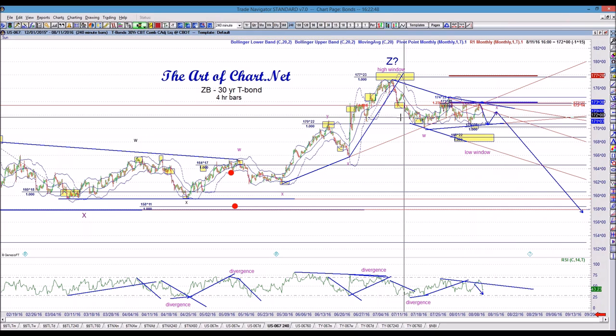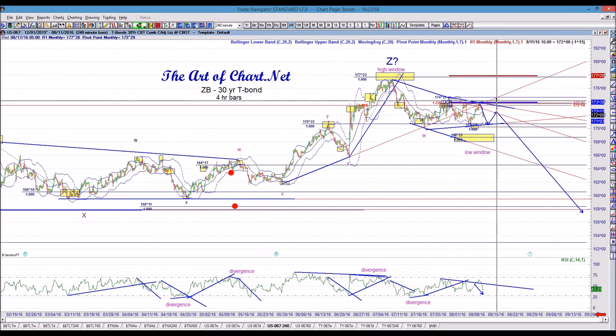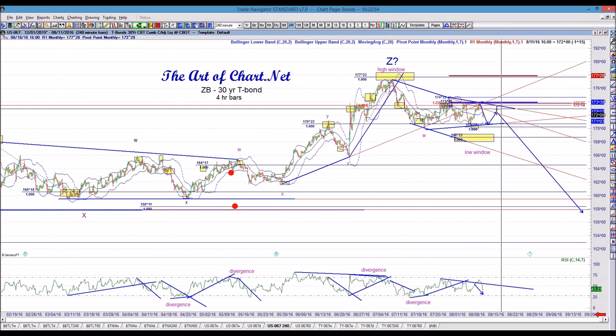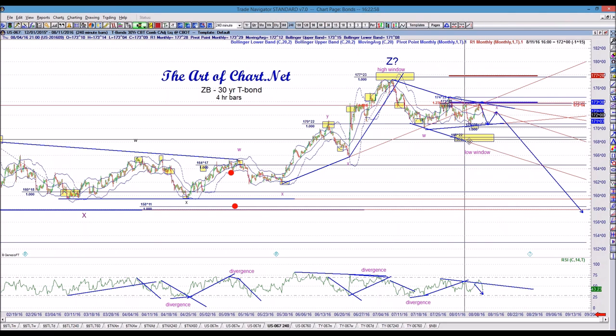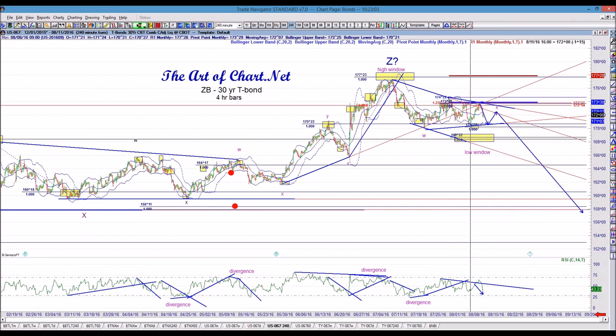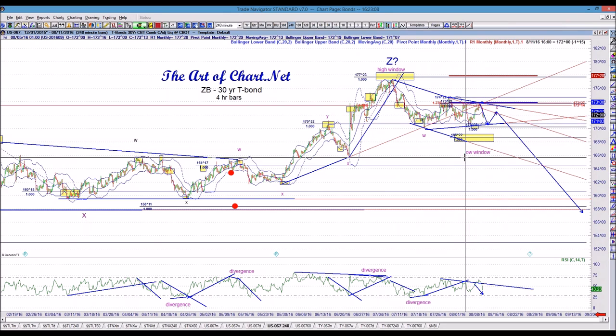Now, that's based on the monthly pivot. If we break the monthly pivot, of course, we're going to see higher prices. But we're looking for this X to play out lower at this moment in time. But you can see what happened with the low window here. We have not gotten a move down into the 100% fib because it doesn't always work. Nothing in trading is 100%. And so here's a low window.